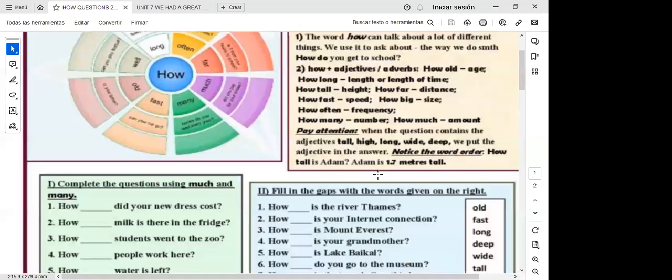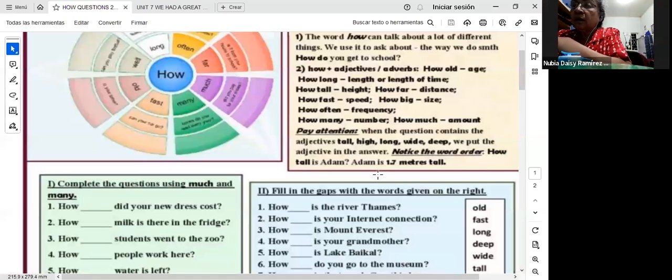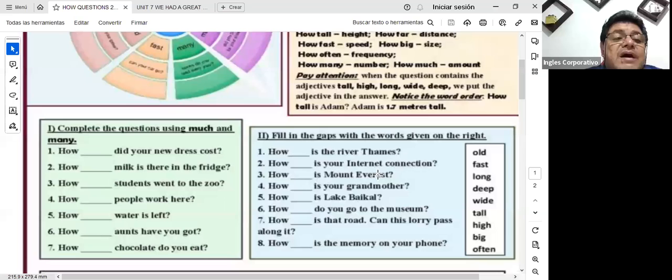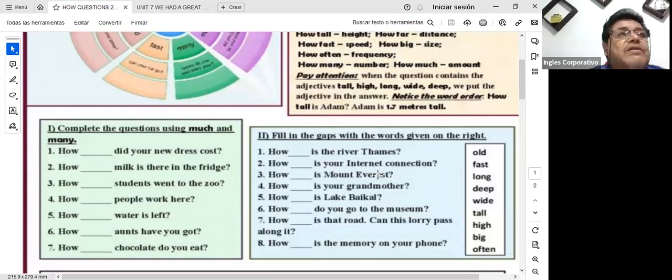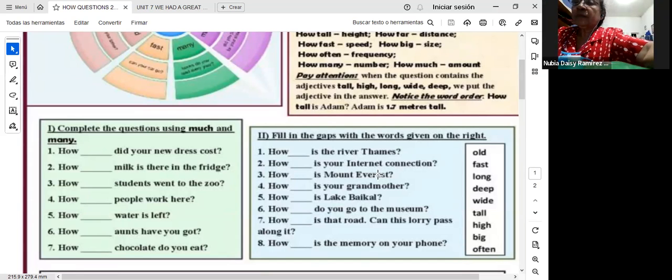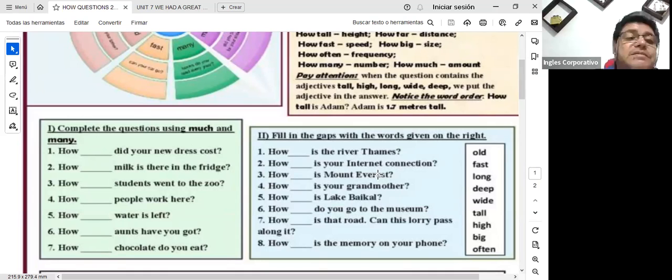How high is Mount Everest? How high? You say, for example, how high is the Kilimanjaro? How high is the Empire State Building in the United States? Or you say, for example, if I ask you here, how high is Torre Cofla? Oh, you say it's like 100 meters. Okay, so Mount Everest. How high is Mount Everest?